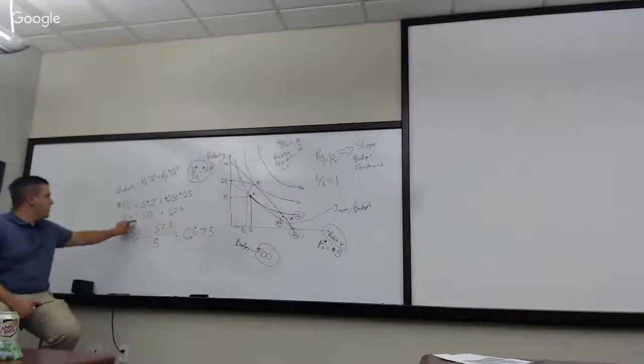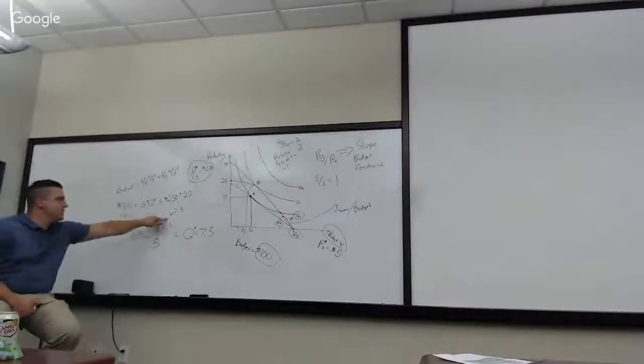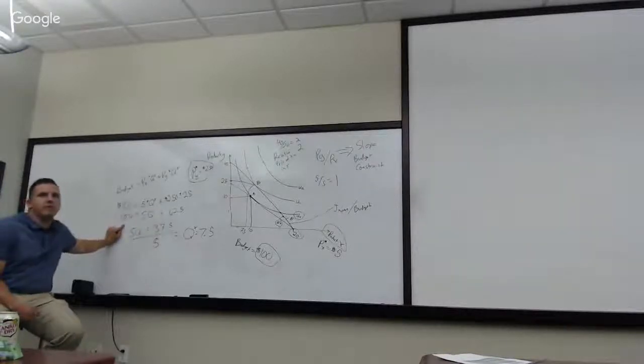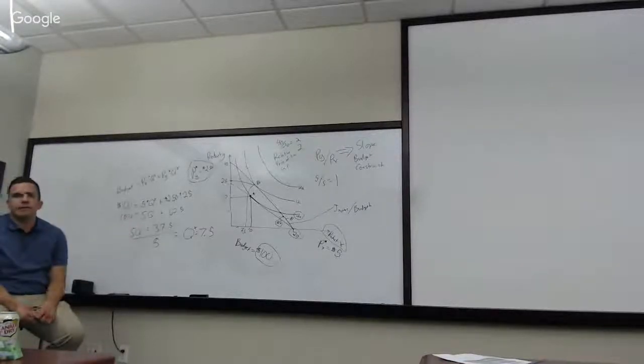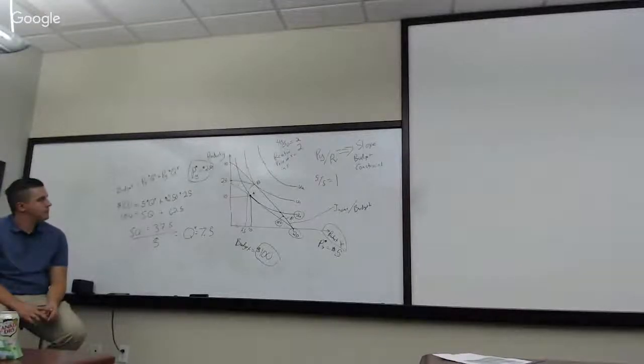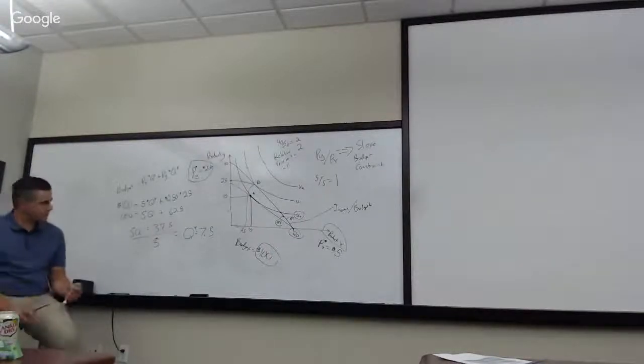So I had 100 is equal to 5Q plus 62.5. I subtracted the 62.5 from both sides. So 100 minus 62.5 is 37.5. So the new QX is 7.5. Yep. Right? So what happened was, yeah, what happened?